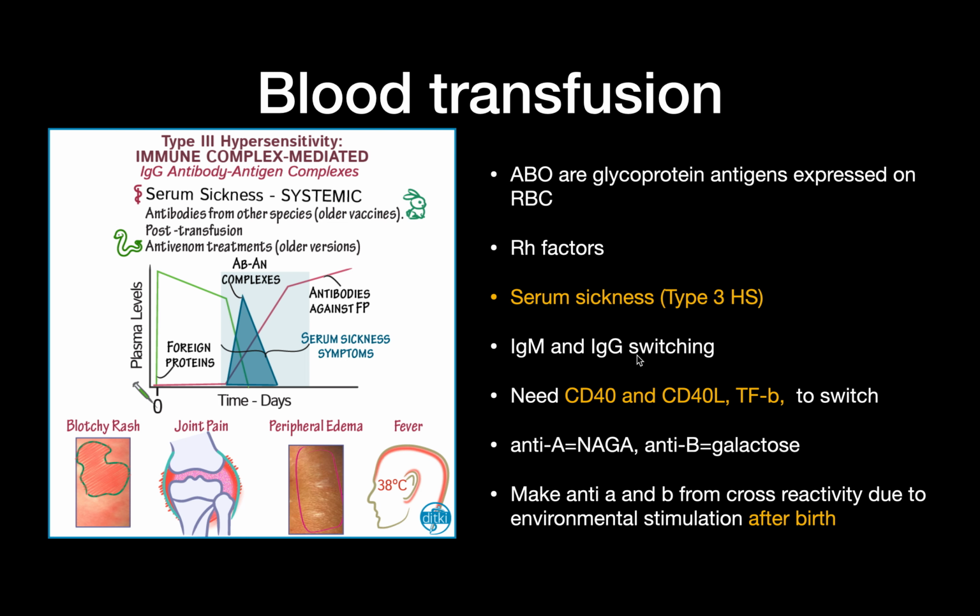This will cause the IgM and IgG to switch, and then you need CD40 and CD40L along with transcription factor beta to switch. So to prevent the switching, we can filter the blood from these cytokines and give them a certain anti-A or anti-B reaction. So anti-A, there is a certain sugar which is like NAGA associated with it, while anti-B is galactose. So you can kind of test for that.